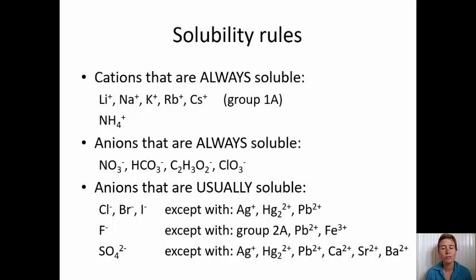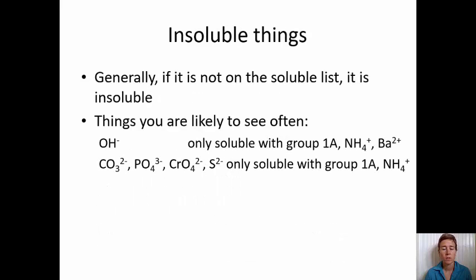So silver and mercury and lead, if you see those, they are very likely to be insoluble. Of course, if they're with a nitrate, not true. Same with the group 2As. Most of the group 2As are insoluble unless they're with something like a chloride or a bromide or nitrate. Insoluble things, basically, are anything not on the soluble list.